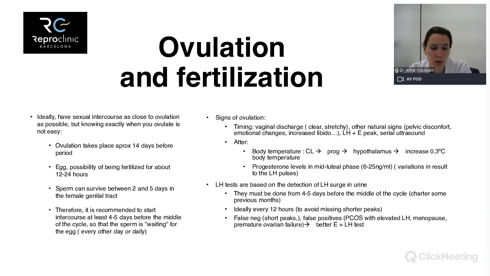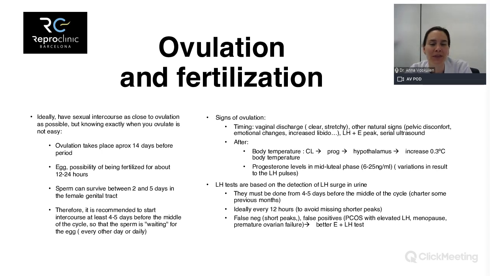And we can also look at other natural signs like pelvic discomfort, a little bit of pain. Some people feel it when they are ovulating, okay? Also, some people tell that they have emotional changes. An increased libido is also described, okay, which is very normal. Actually, it should be like that. Nature knows a lot and is wise.